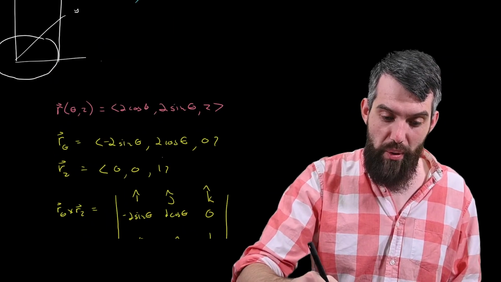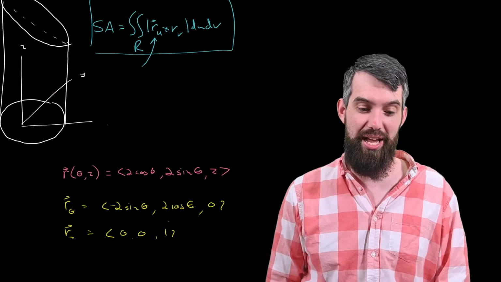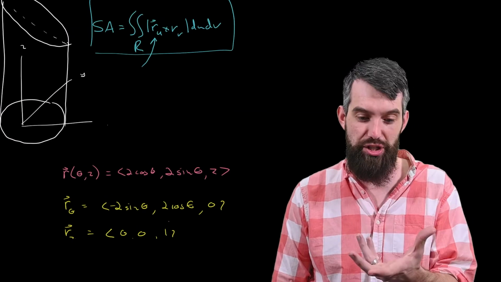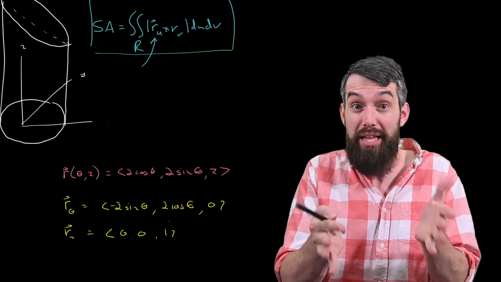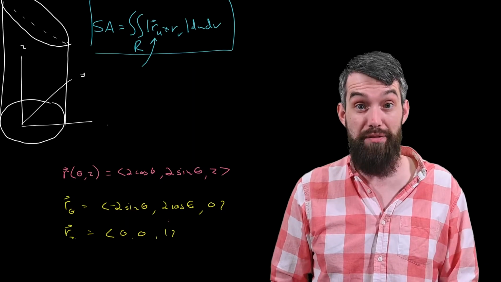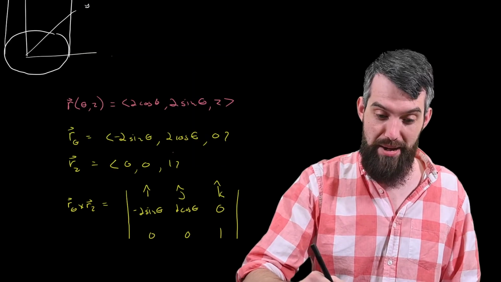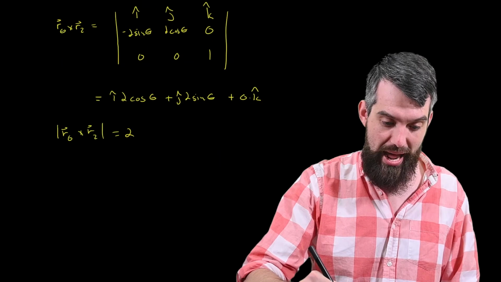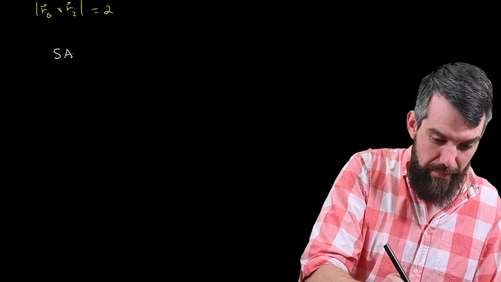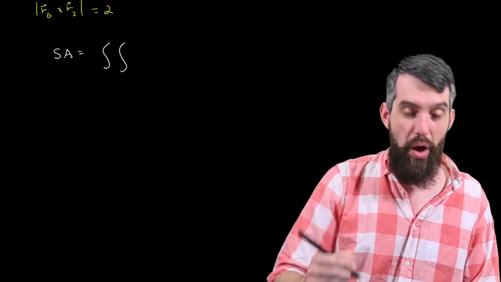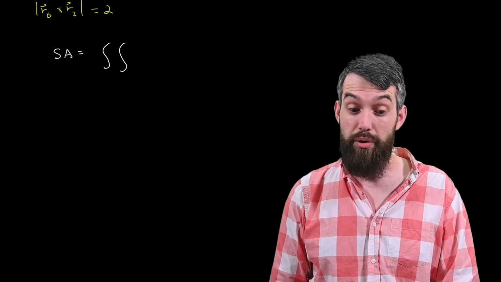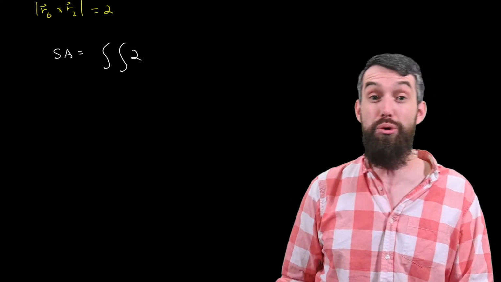So if I'm going to come all the way up to take a look at what the formula was I was trying to plug in, it was this double integral over the region of the length of this cross product. We just figured out that's 2 and then du dv. Okay, so I'm going to plug in that formula now. So my surface area is going to be a double integral, and the hard part is going to be figuring out the limits of integration. The 2 is going to be easy.